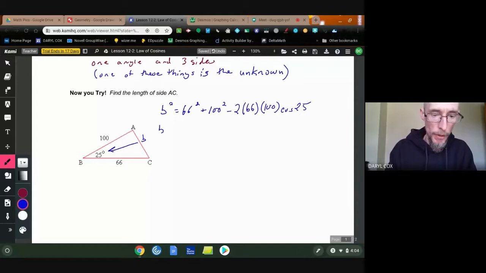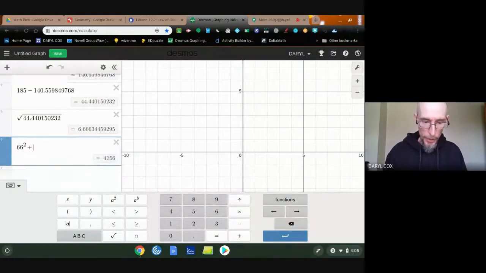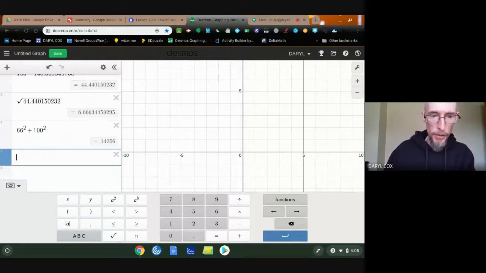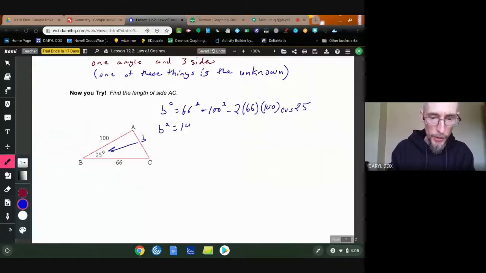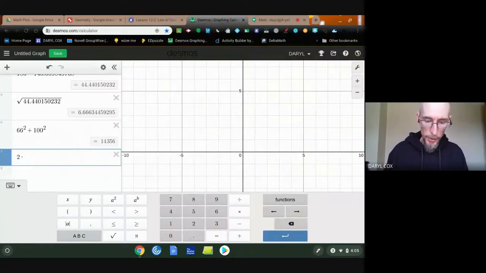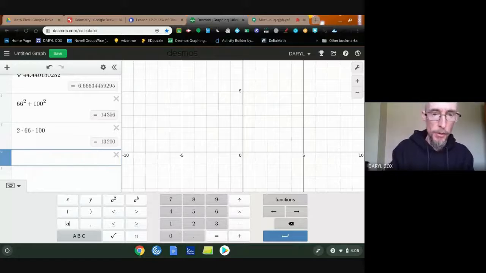So let's take care of this 66 squared plus 100 squared. I'm going to go to my calculator. 66 squared plus 100 squared, 14,356. Okay. Now I'm going to take care of the 2 times 66 times 100. So 2 times 66 times 100, 13,200.